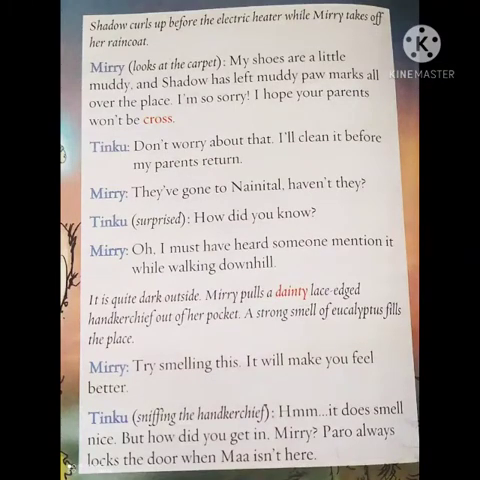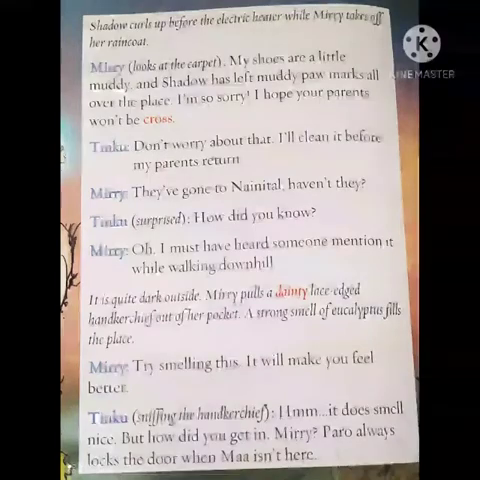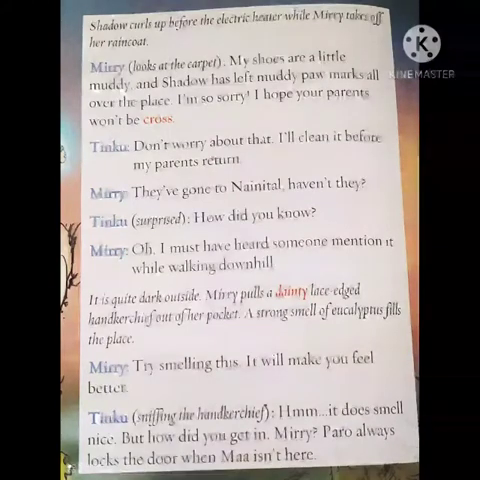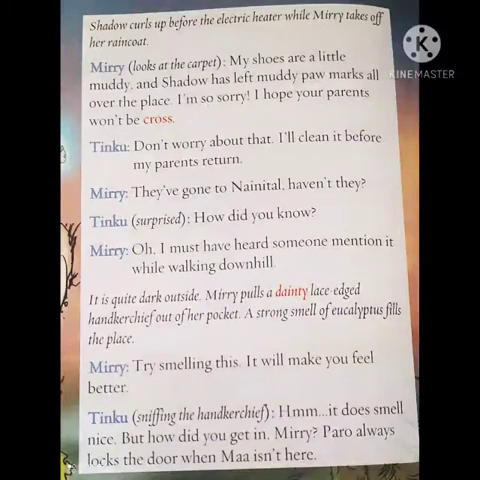isn't here. Now, as Miri came inside, what has happened because of her shoes and also because of the footmarks of Shadow? The place was muddy, and now she is saying sorry to Tinku. But Tinku says that it's okay, fine, I will clean it before the parents come back. And Miri said that your parents have gone to Nainital, right? Then Tinku asks, how did you know that my parents have gone there? So again, the girl says that someone was talking there near the hill.